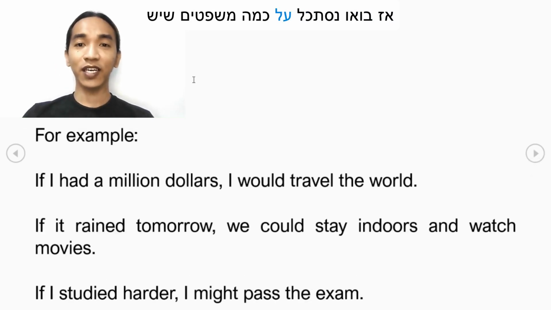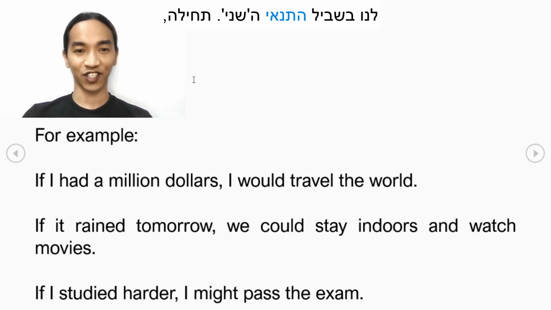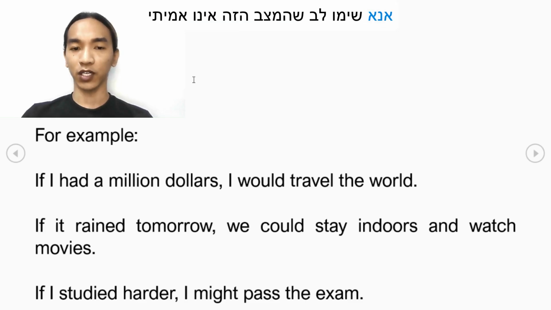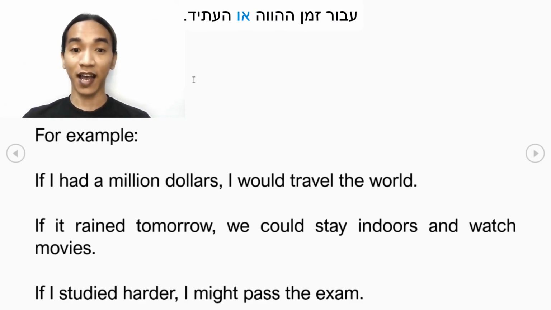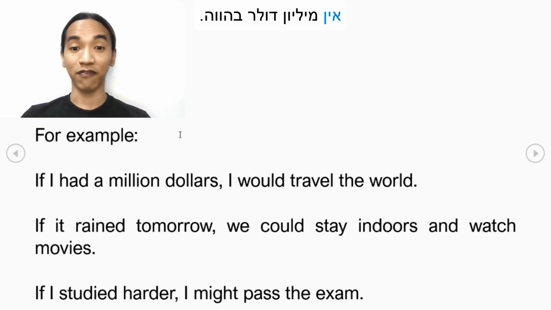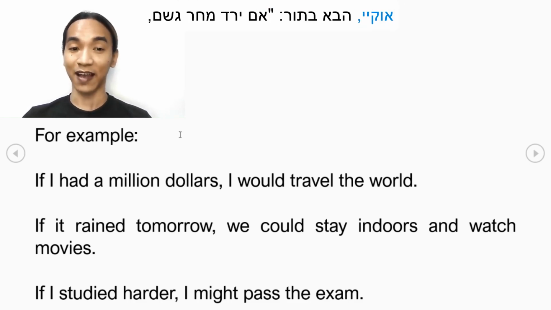So let's take a look at some example sentences that we have for the second conditional. First, if I had $1 million, I would travel the world. Please take note that this situation is not real for the present time or the future. If I had $1 million, well, the person doesn't have $1 million at the present time.